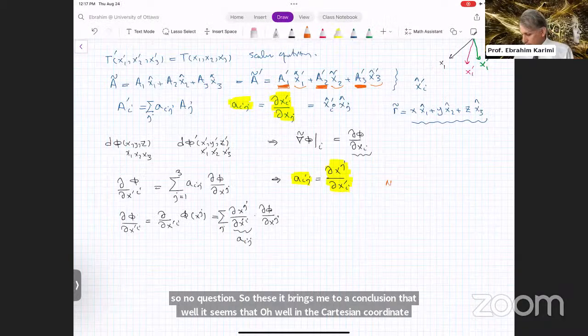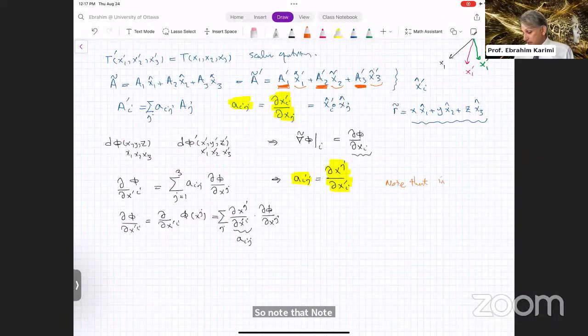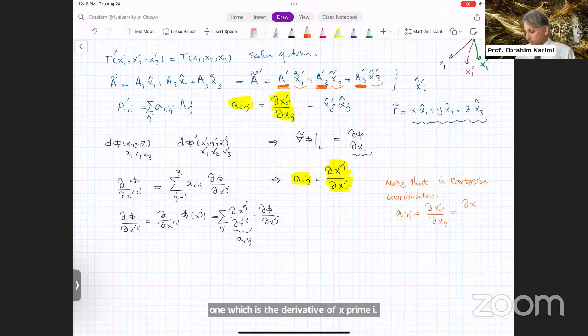So this brings me to a conclusion. Note that in Cartesian coordinates, these two Aij's are the same. Aij from the first one, which is the derivative of x prime i with respect to xj, is identical to the derivative of xj with respect to x prime i. But in general, this may not be true. So, for example, you will see maybe by the end of this lecture that in cylindrical coordinates that might not be true, or in any other arbitrary coordinates that I have.